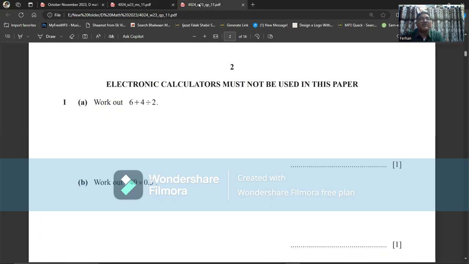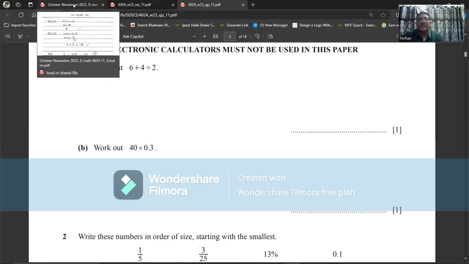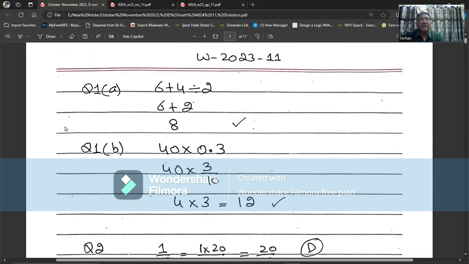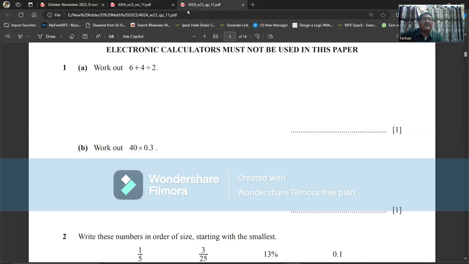The answer is right. Part B says work out 40 multiplied by 0.3. Here I will remove that decimal. I will convert the decimal into a fraction. So we will have 40 multiplied by 3 over 10. So 10 and 40 will be cancelled. You will have 4 multiplied by 3, and that will be 12. So 12 is the right answer, sir.